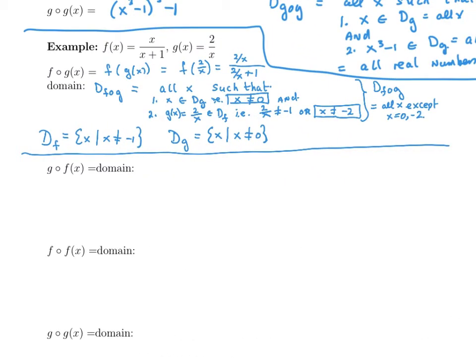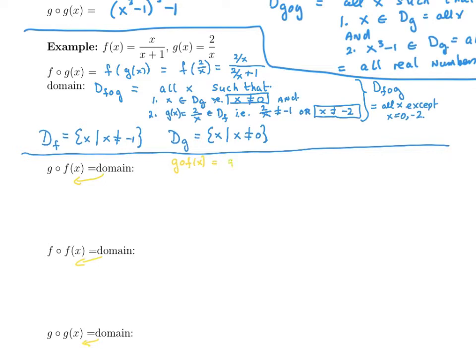Well, let's calculate g after f of x, and of course there's a typo there. We should have the domain underneath, and that typo seems to have propagated there. So there are two questions here. g after f of x equals what?